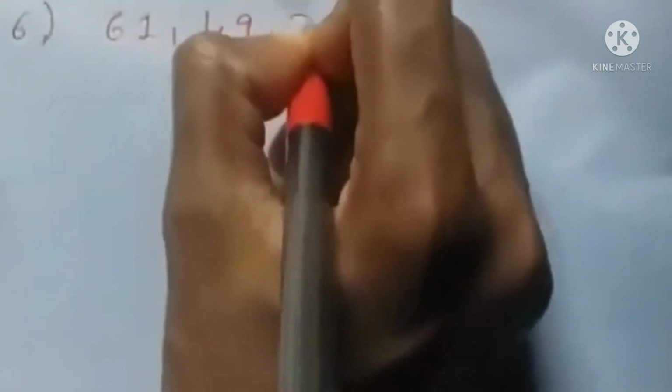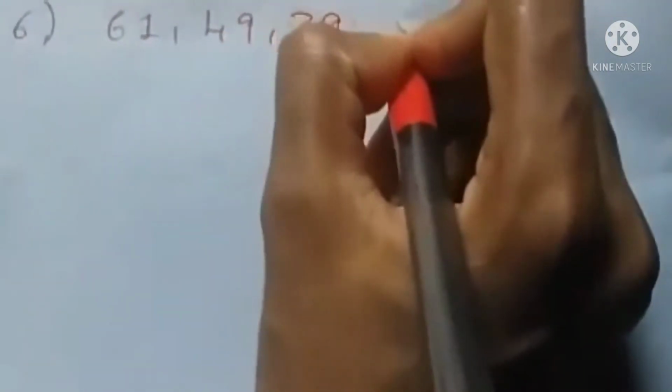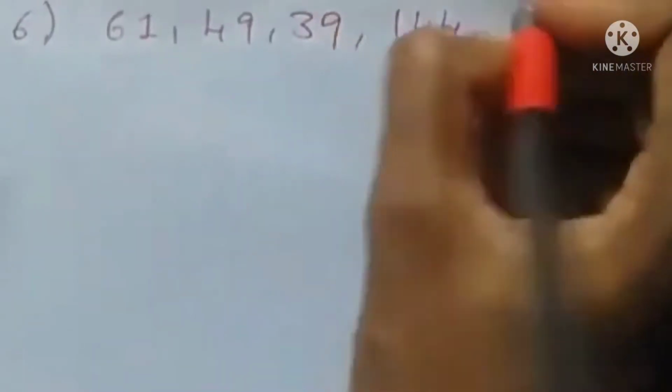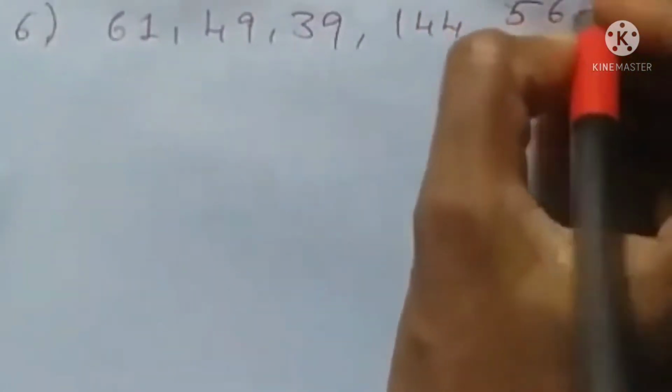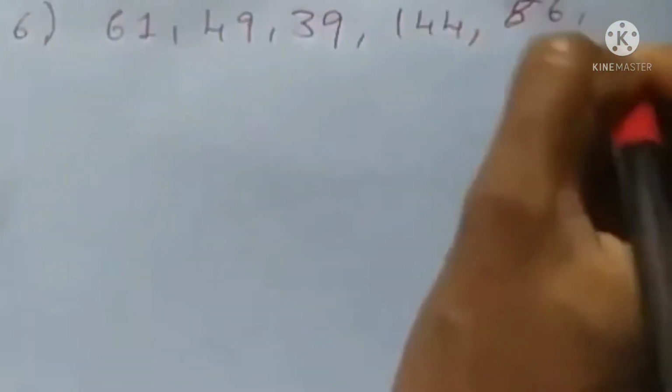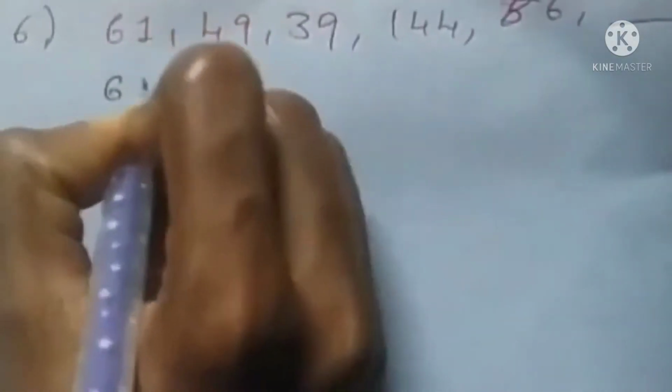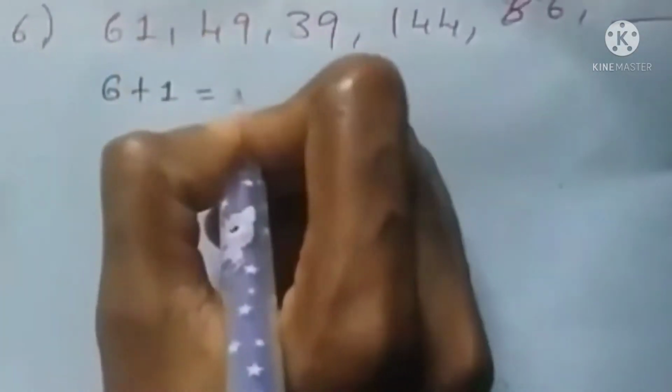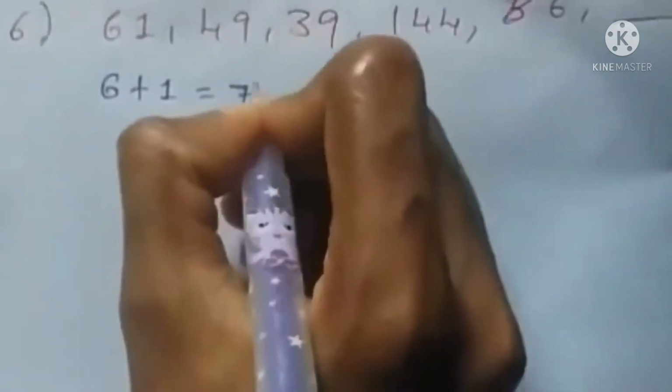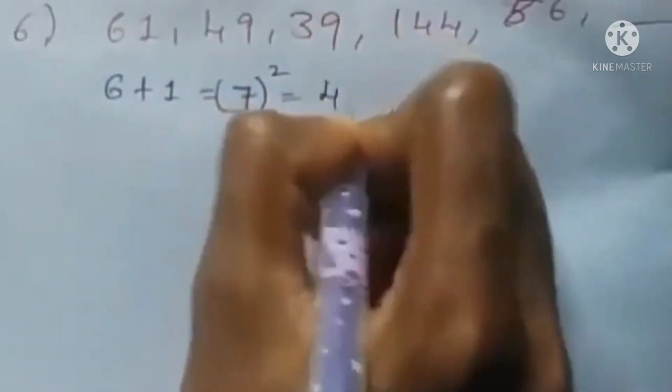So, let's go for our sixth question, that is 61, 49, 39, 144, 56, sorry, this is 86, and we have to find out the answer. Now, 6 plus 1, which is 7, and square of 7 is equals to 49. Hence, we got this first.